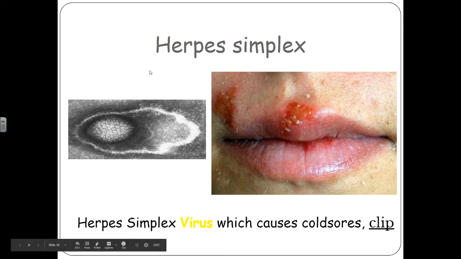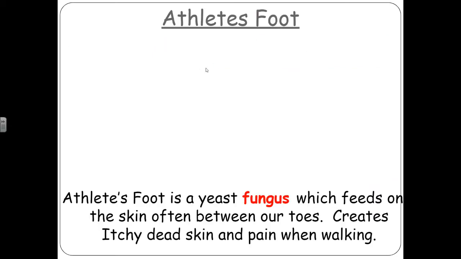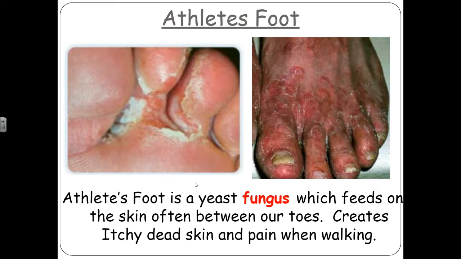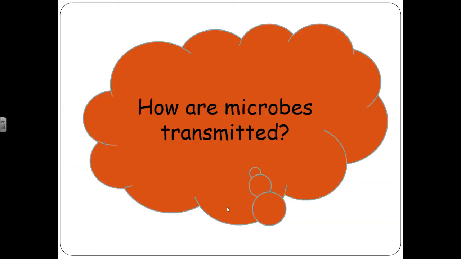It's one of the reasons that you should not kiss someone else's baby, however cute they are. If you have a cold sore and you give it to a baby, it can really nastily affect their feeding and also can give them lots of brain problems. So, athlete's foot, you might have all had athlete's foot or a similar yeasty fungus before. It feeds on the skin, often in between our toes, and creates itchy dead skin and pain when walking. There's lots of different fungal infections that tend to affect wet, moist, not well cleaned areas of our body, as well as things like thrush that affects the mucous membrane, or things like mouth, vagina, anus.